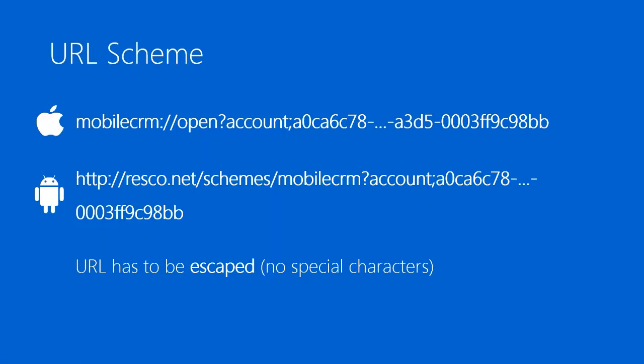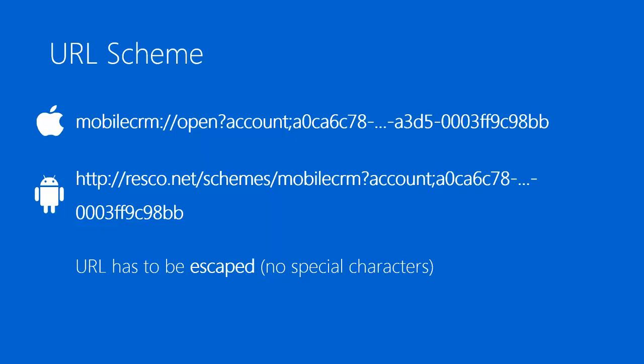Unfortunately, for this, Google has decided that they do not support these kinds of URL schemes, and they need a different kind of URL scheme. So for Android, we have this, Resco net schemes, Mobile CRM, and then entity type, entity ID. What I have seen in people trying to use this is that the URL contains some data they would like to send. The URL has to be escaped, which means no special characters directly in the URL.